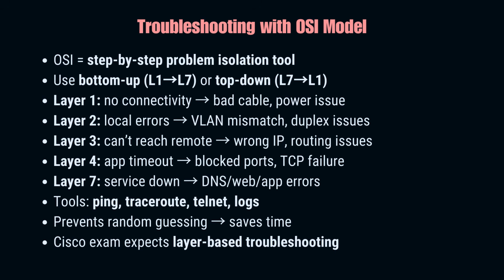Layer 4 transport issues cause application timeouts and connection failures from firewall port blocking or TCP window problems. Test with Telnet to specific ports. Layer 7 application problems affect specific services like web servers being down or DNS failures. Use application-specific tools and service logs. This systematic approach quickly isolates problem layers, saving time and preventing random troubleshooting attempts.